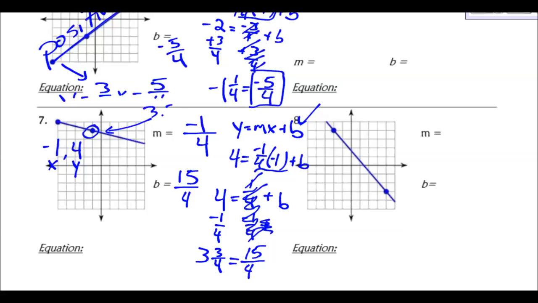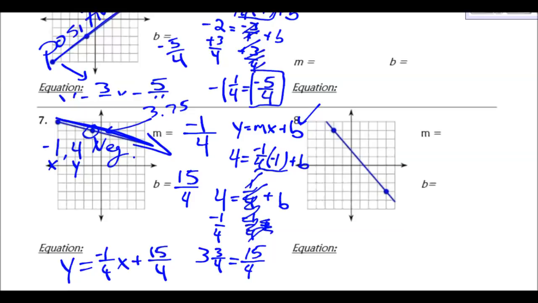That makes sense as 3.75. So my y equals my slope, which is negative 1/4, times x plus 15/4, which is the b. Again, that makes sense. This is a negative slope. It's going downhill. And my y-intercept is at least roughly correct there.